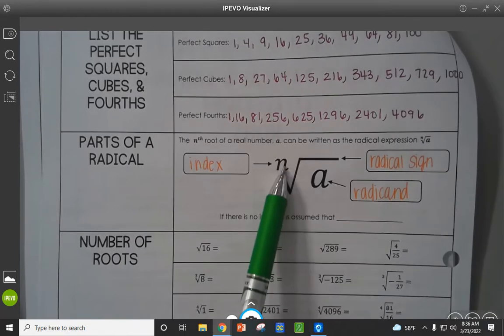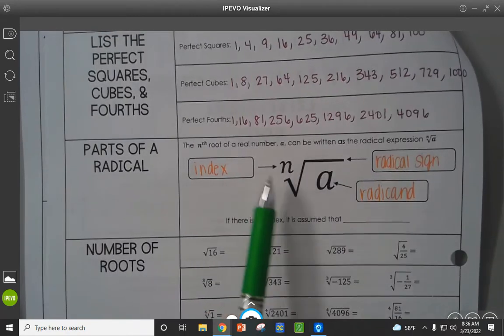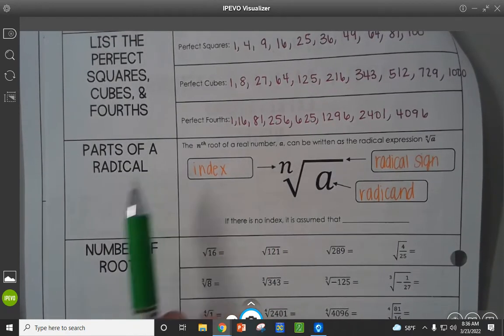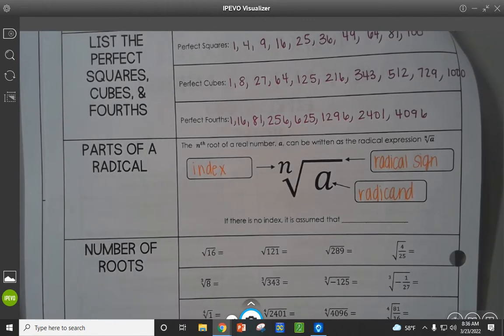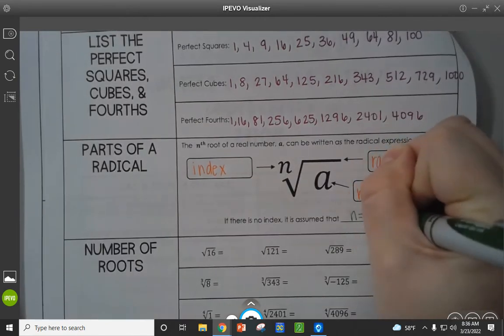Now, sometimes we won't see an actual number in this index spot. If we don't see a number there, what do we assume that it is? 2. It's a square root. So we assume that n equals 2.